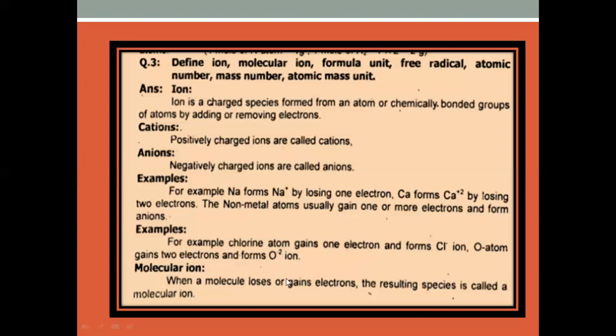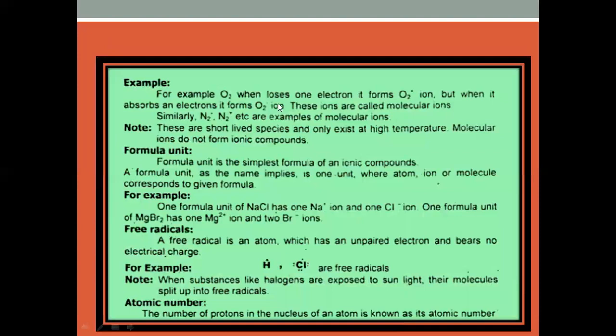Then molecular ion: when a molecule loses or gains electrons, the resulting species is called a molecular ion. For example, O2 is a molecule, and when it loses an electron it forms O2+, the cation of the oxygen molecule. If it gains an electron, it forms the anion of the oxygen molecule. These are called molecular cations and molecular anions. N2+ and N2- are also ions, and these are short-lived species that only exist at high temperature.